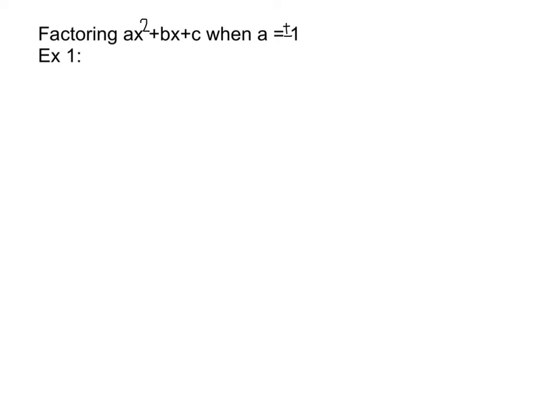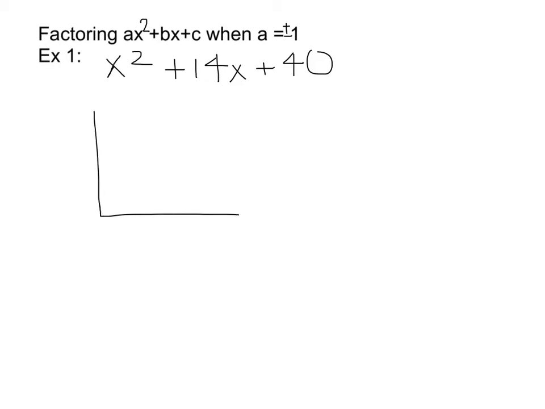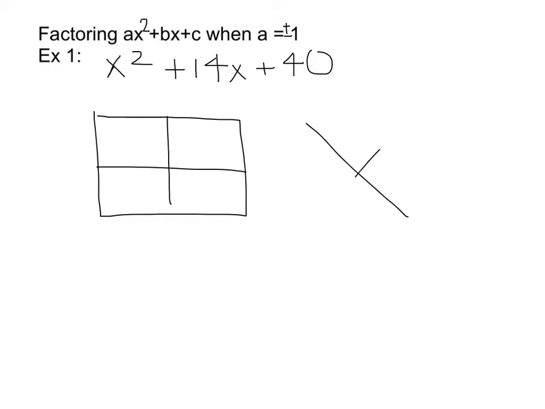Our first example we are going to look at is factoring ax squared plus bx plus c when a is positive 1 or negative 1. So our example is x squared plus 14x plus 40. Okay, and I'm going to show you by using the magic box. If you can factor this without the box, be my guest. So I'm going to draw my rectangle, and then I draw my x.